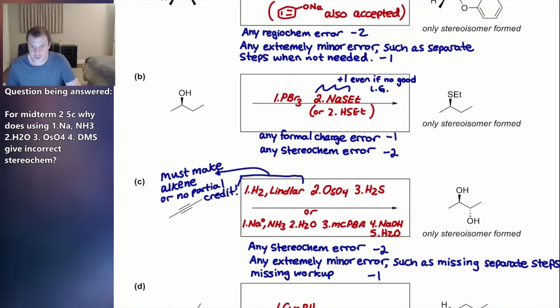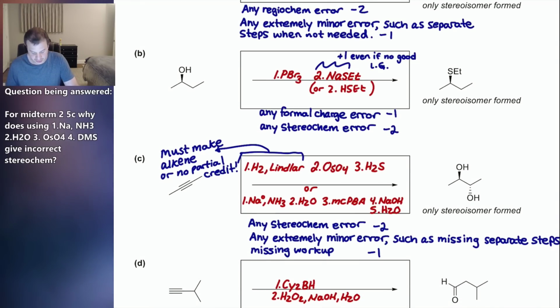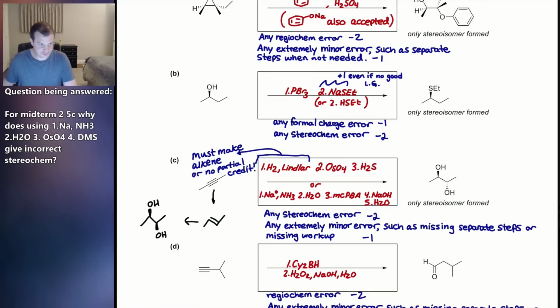So if you do NaNH3, H2O, you're going to get the trans alkene like this. And then if you do OsO4, H2S, that adds 2 OHs cis to one another. So you're going to get this product here, but that's not what was desired. We wanted the trans product, so you can't use that sequence.